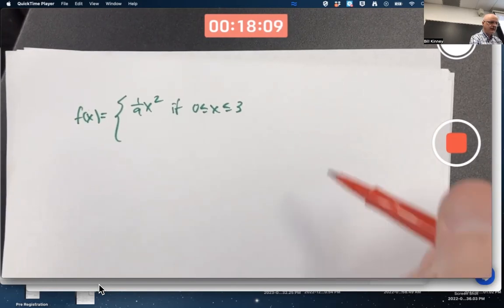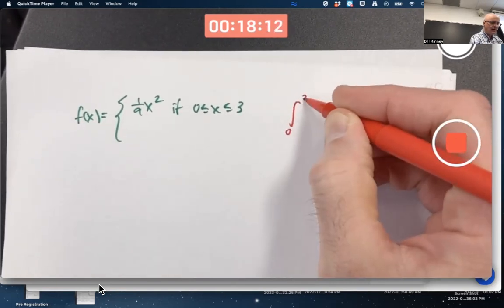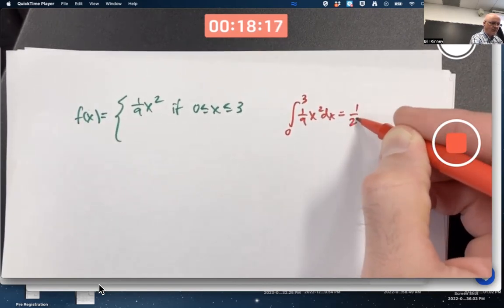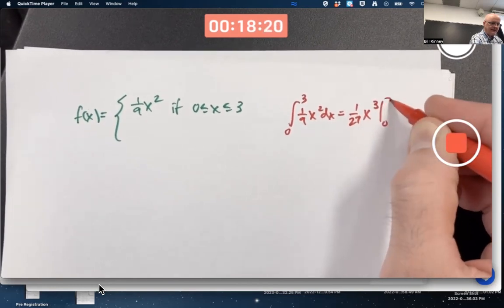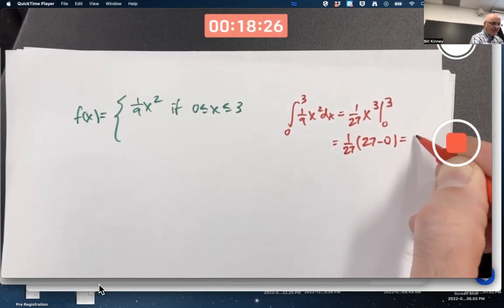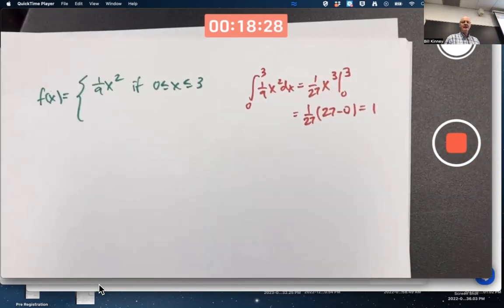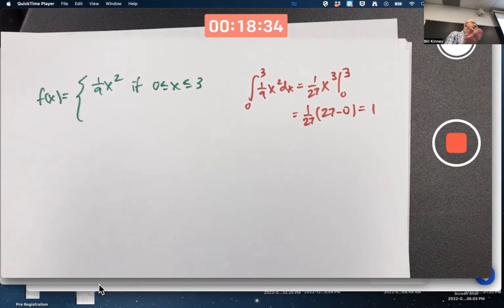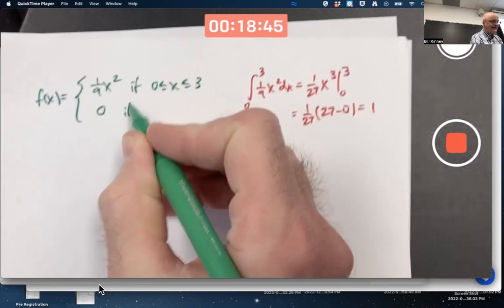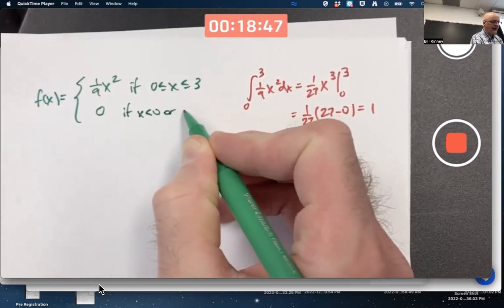I will redo the calculation over here. The integral of 1/9 x squared from 0 to 3 will be, ultimately, this, which ultimately equals 1. Because the length of the interval is 3, its average value would be 1/3. So you can relate this to average value if you like, though I'm now going to veer away from relating it to average value. What else will f of x equal? It's going to be 0 if x is less than 0 or x is bigger than 3.